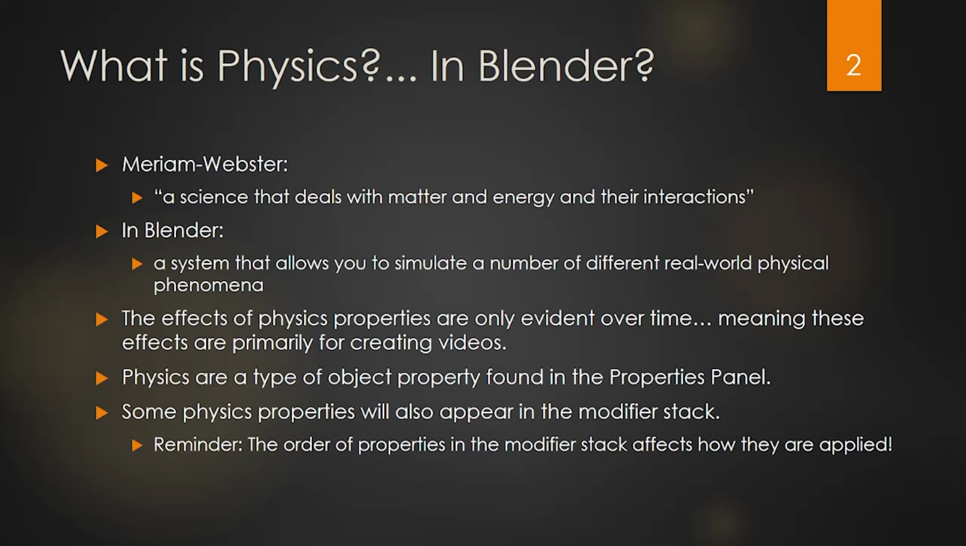Physics are a type of object property found in the Properties panel, meaning we're going to spend most of our time working with the Properties panel and all the options in there for this video. And some physics properties will also appear in the modifier stack, which we've also discussed in previous videos. Basically, in the modifier stack, all the modifiers are applied to an object sequentially, meaning if you change the order of the modifiers in the modifier stack, you can get different results. However, we're not going to be messing around with the modifier stack today.